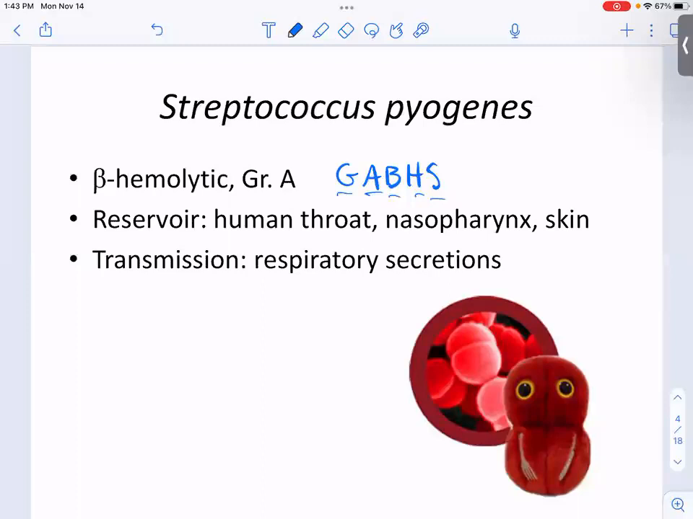It can be normal microbiota in the human throat, maybe transiently. So sometimes that will kind of complicate when you're trying to do a strep test for somebody that has strep throat. Well, you might have some normal flora in there. How do you differentiate? Sometimes on the skin, it's less commonly normal microbiota than some of the staph. Respiratory secretions. So again, large droplets, coughing, sneezing, within closer than 6 feet.